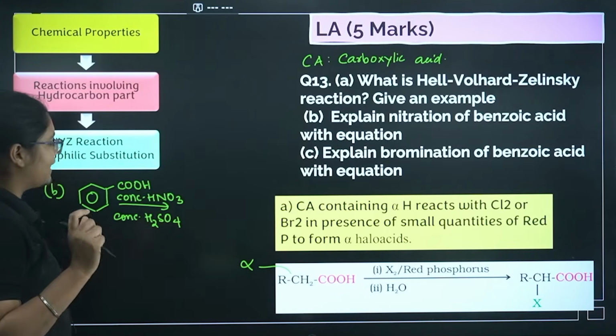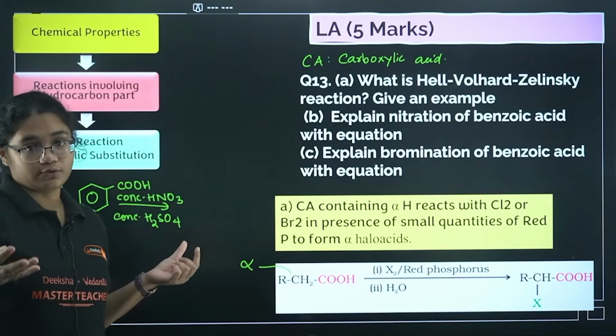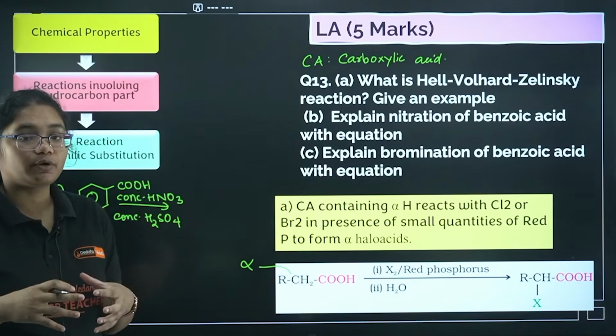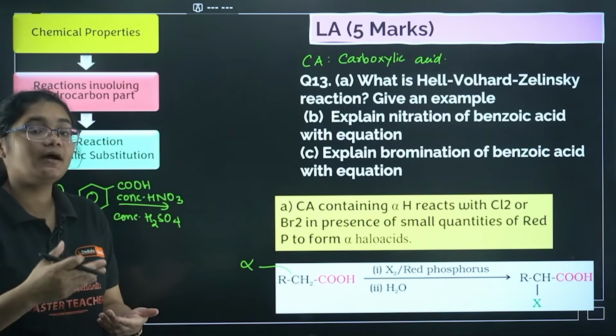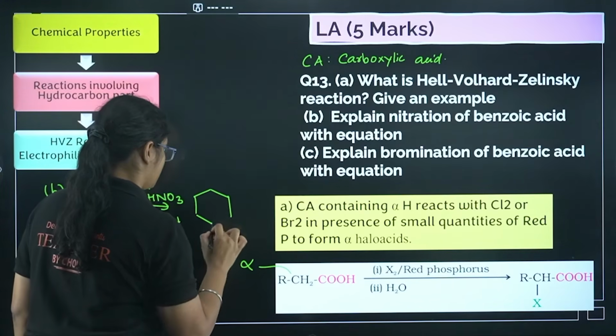Now see, nitration means what? The COOH group is an electron withdrawing group. Okay, it is an electron withdrawing group. So that's why, if this is an electron withdrawing group, then nitration will take place at the meta position. So what will I get here? You will get this compound.